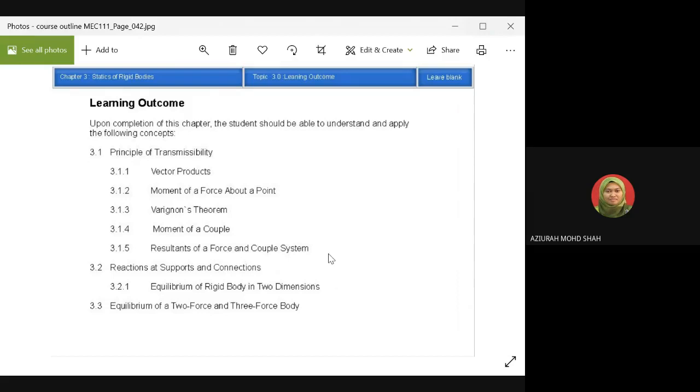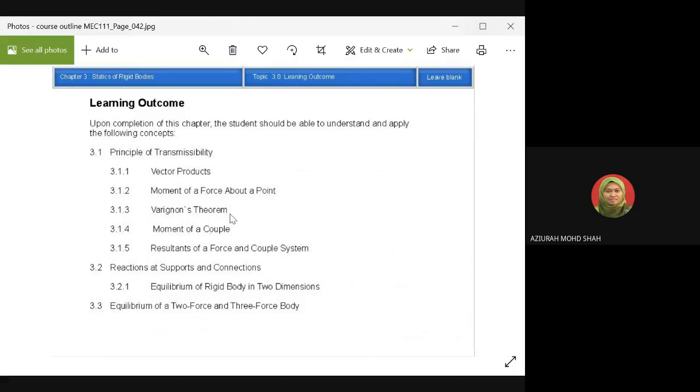Nampak. Okay. So chapter 3. So by the end of the chapter, you should be able to understand principle of transmissibility. Okay. Vector product, because vector product is a basic for you to understand moment. So in chapter 3, we will have new things for you to learn. Moment. Okay, moment of a force about a point.